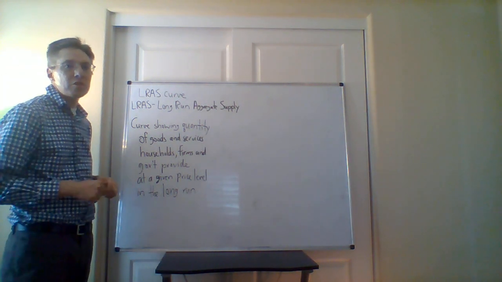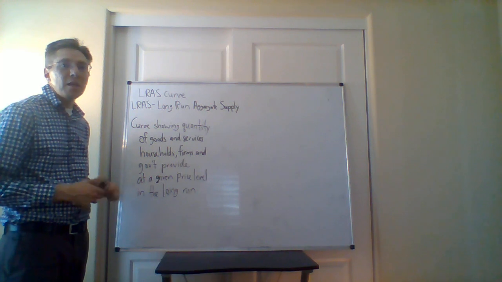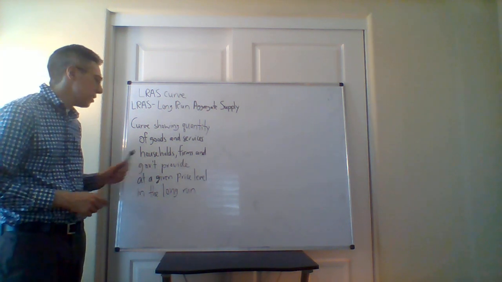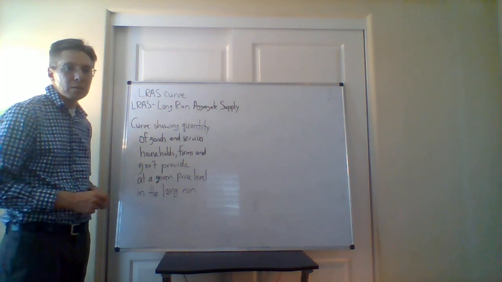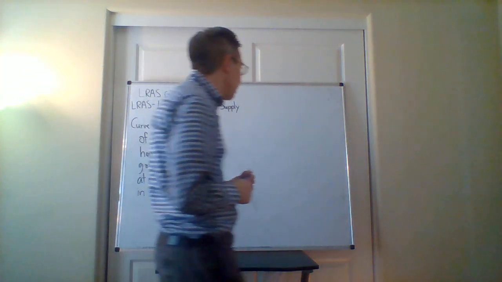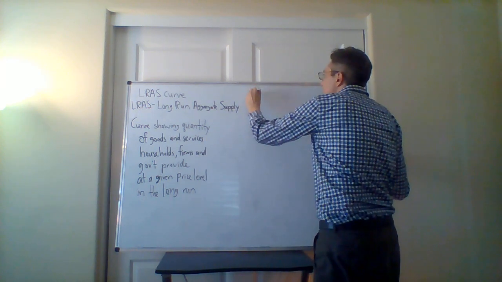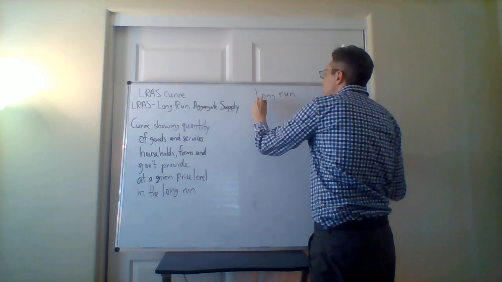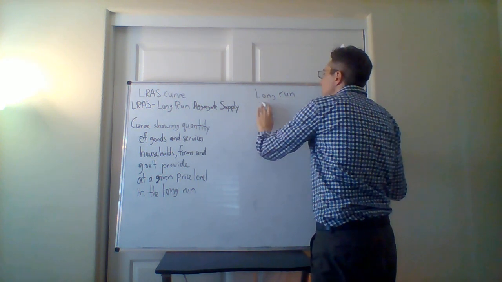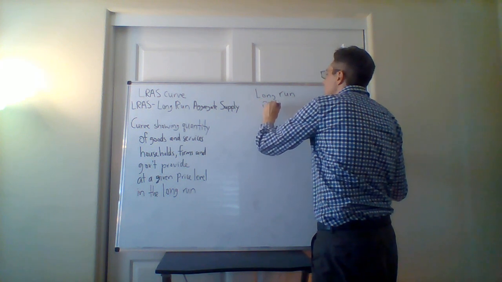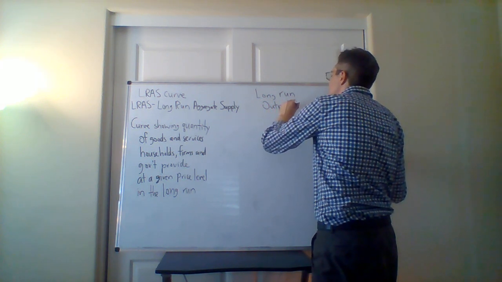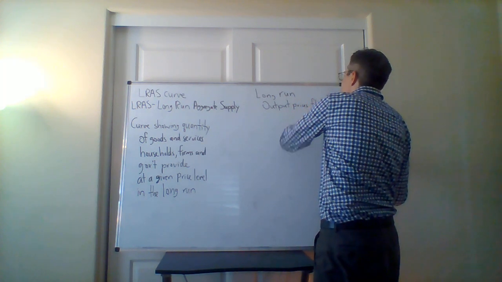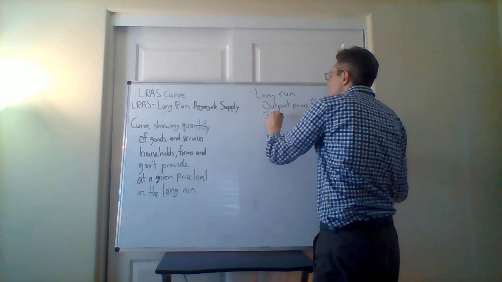So it's basically a curve showing the quantity of goods and services that are provided by the households, the firms, and the government at a given price level, but now in the long run. Okay? So remember, relative to the short run, what do we mean by the long run? Okay, so now instead of it just being output prices that are flexible, it's going to be the input prices that are flexible as well.